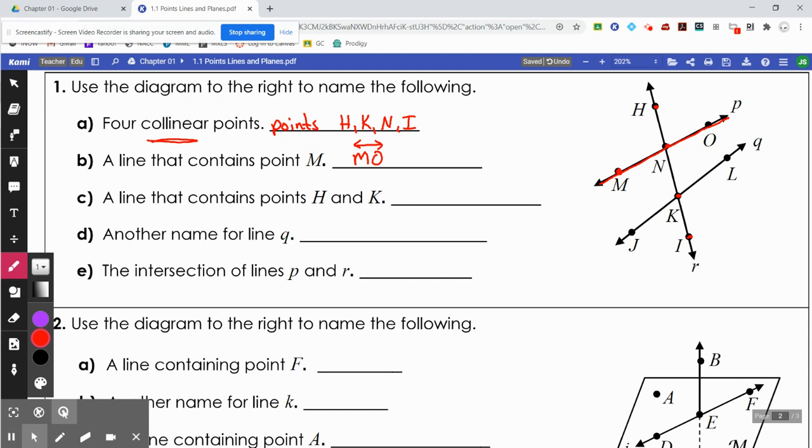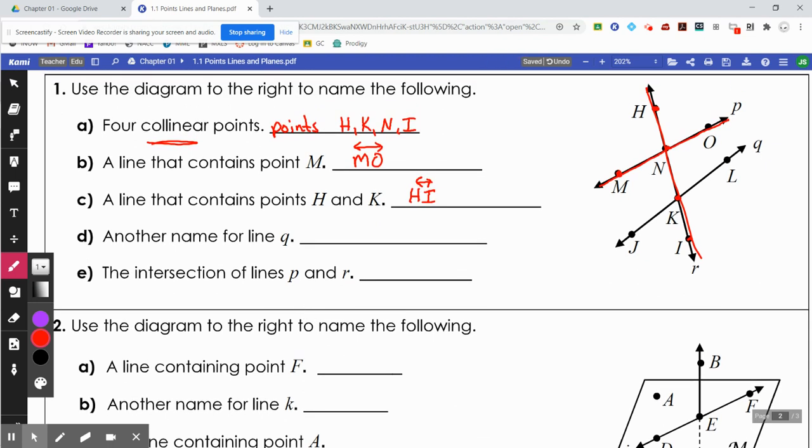Now, C part says a line that contains points H and K. So here's point H, here's point K. So this line right here contains both of them. And again, you can use any 2 letters. I'm going to use H and K with a line symbol above it.